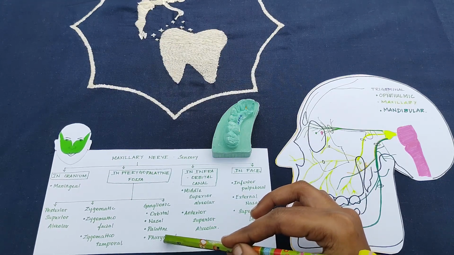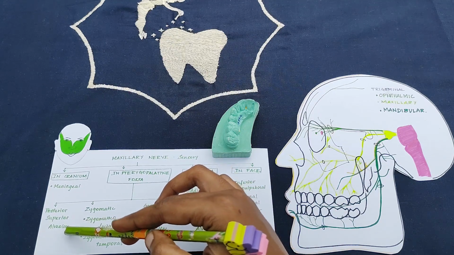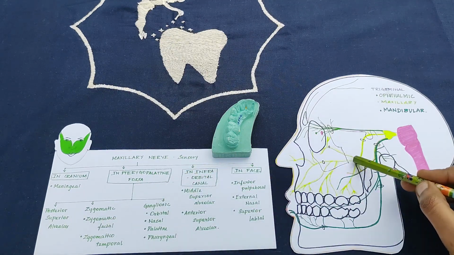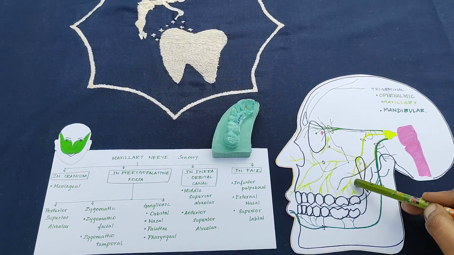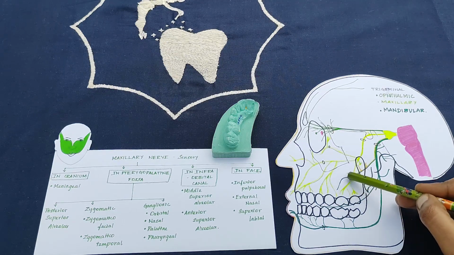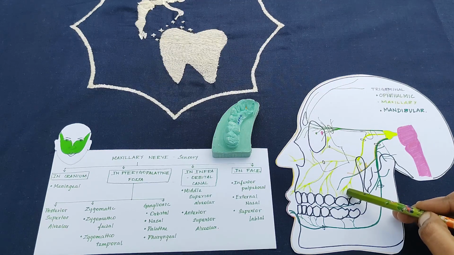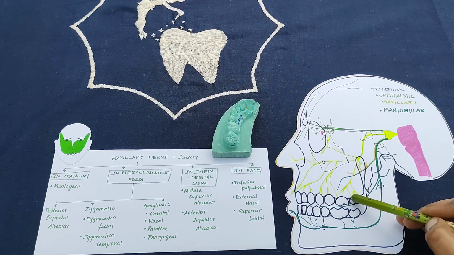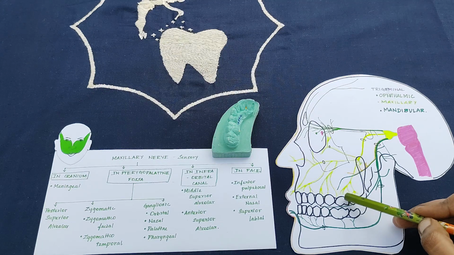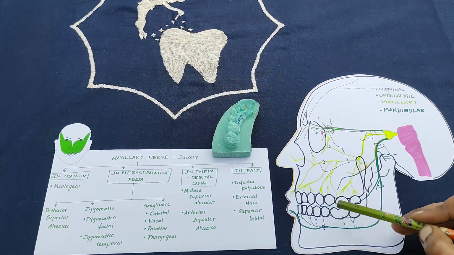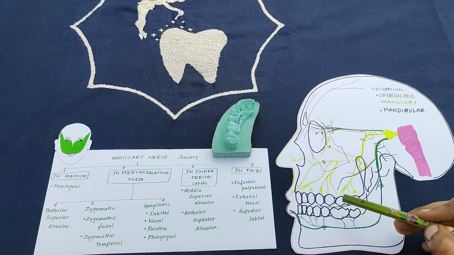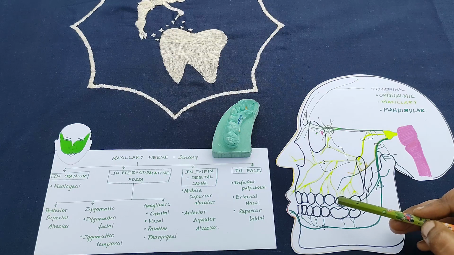So second branch will be posterior superior alveolar nerve. It supplies posterior and posterolateral wall of maxillary sinus, buccal mucosa in maxillary molar region, facial mucosa of adjacent tissues, third and second maxillary molars, first maxillary molar except mesiobuccal root, and the alveoli and periodontal tissue in the surrounding.